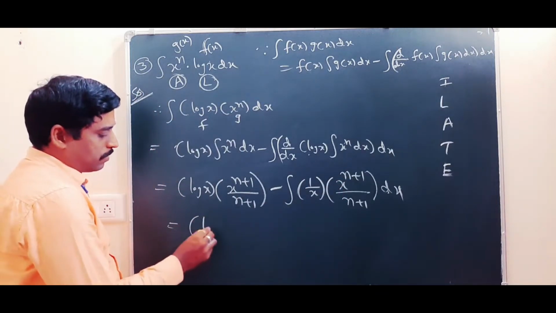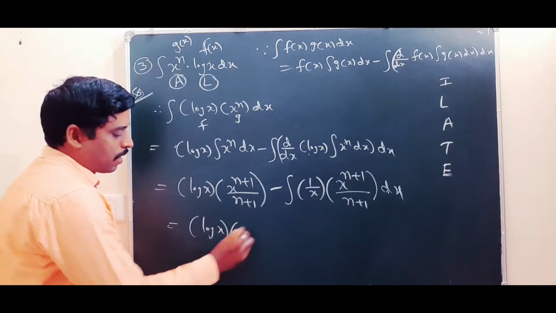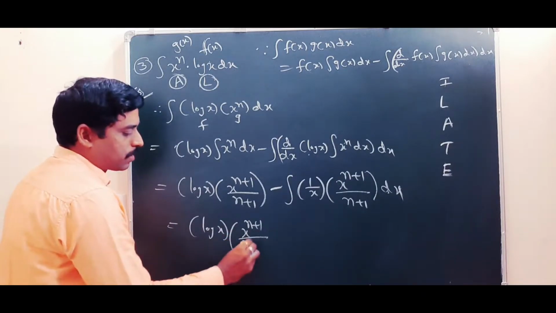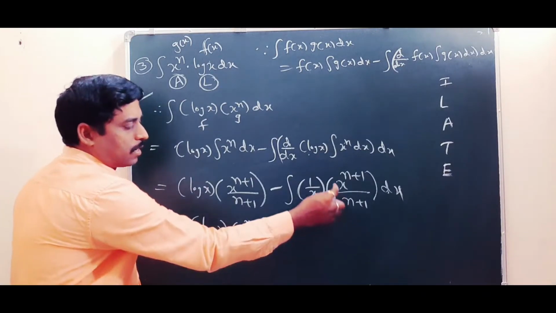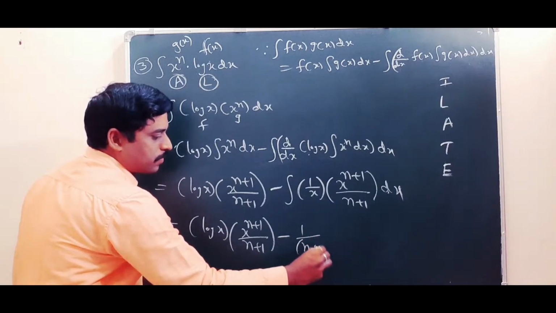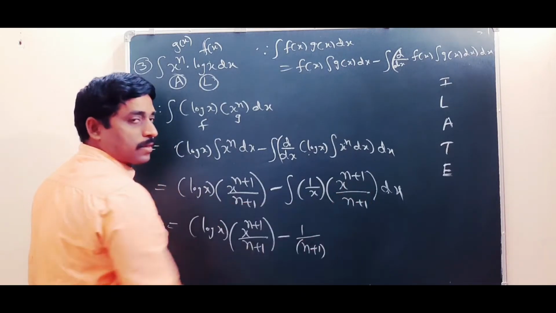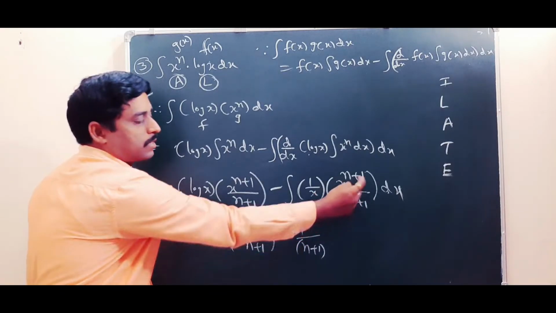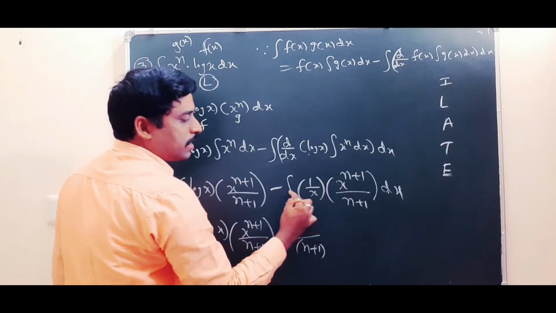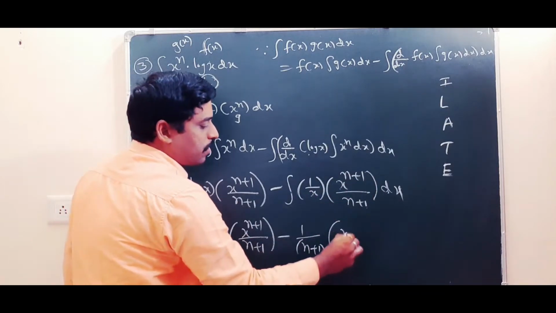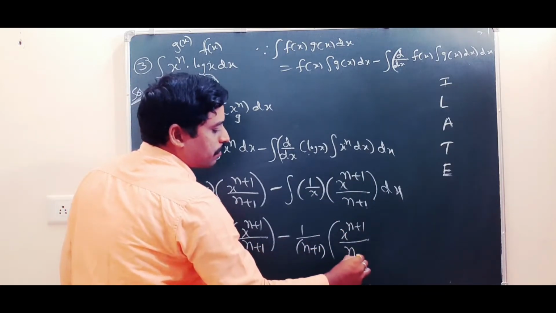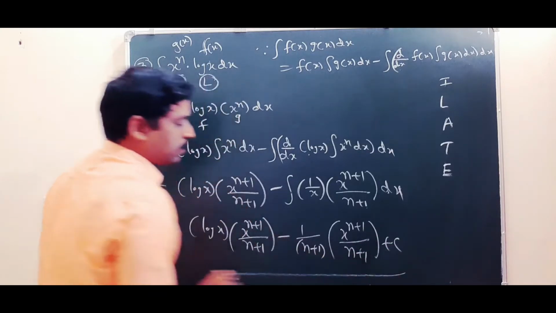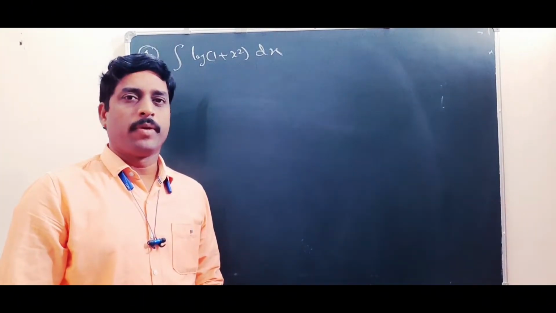Okay, this is nothing but log x into x to the power n plus 1 by n plus 1 minus, in this 1 by n plus 1 is a constant, and one x gets cancelled. x to the power n plus 1 by x, one x gets cancelled, it will be integral x to the power n. This formula is x to the power n plus 1 by n plus 1 plus c. This is the answer. Okay, moving to the next question.